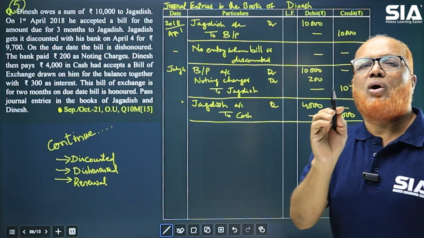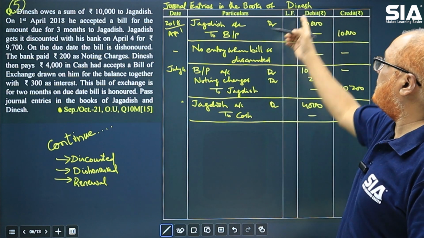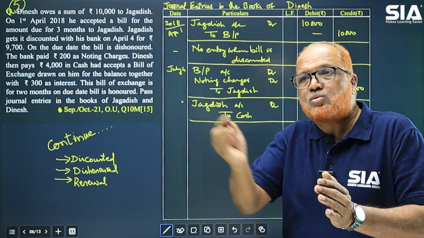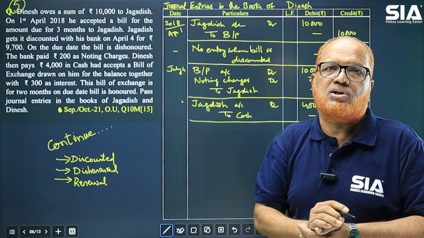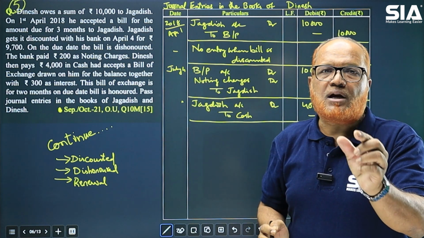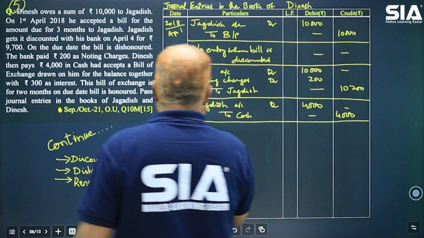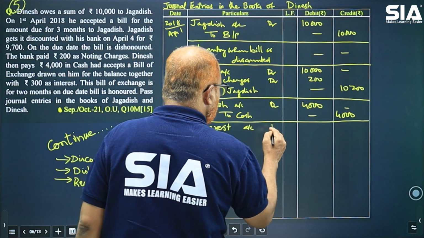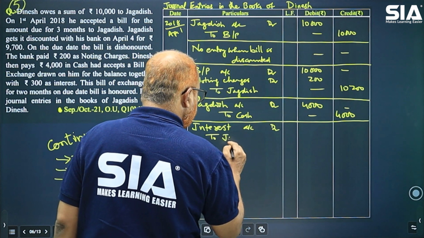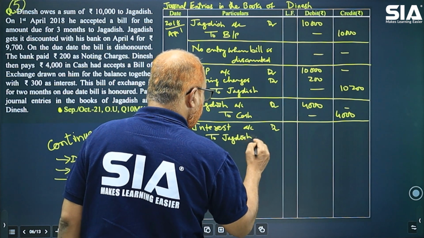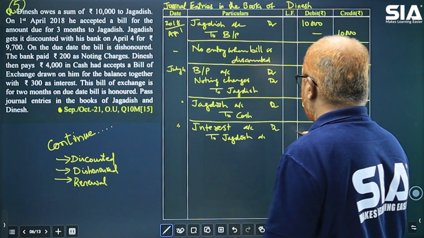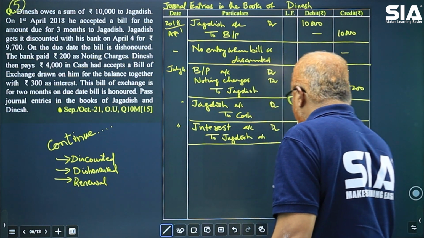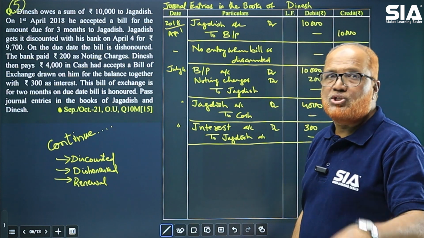Now, tell me, is interest a loss or gain to Dinesh? We are writing in the books of Dinesh. It's a loss. Because he has dishonored the bill, that's why Jagdish is charging interest on Dinesh. It's a loss. So interest account should be debited. So here the entry will be interest account debtor to Jagdish account. How much is the interest there? 300. Narration: being the interest charged by Jagdish.